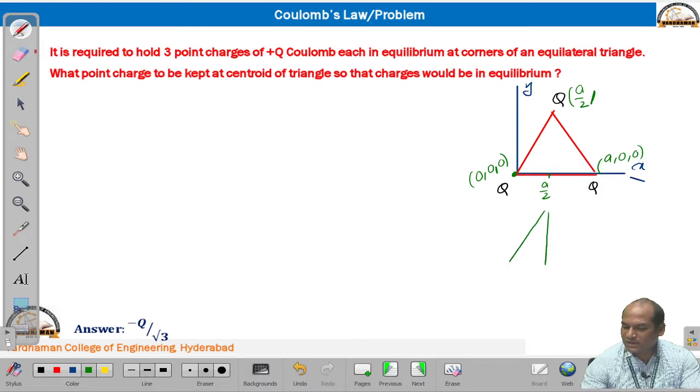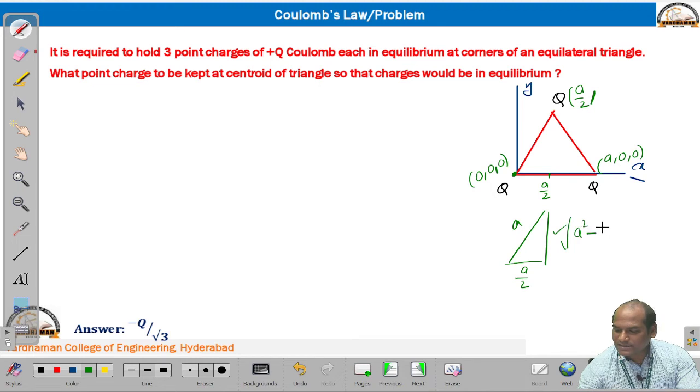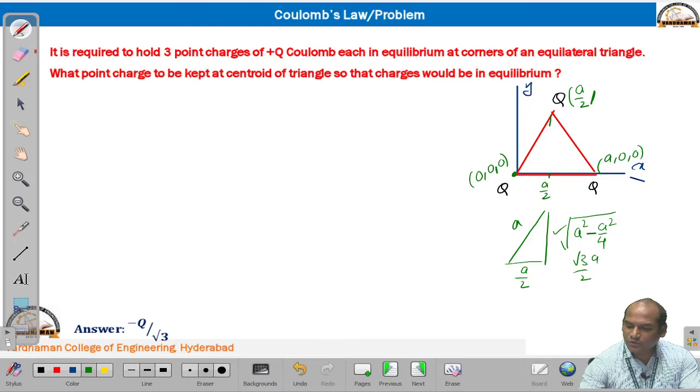Here we can assume a right angle triangle, this part I am taking. This length is a, because that is the equilateral triangle, every side is a only, and here we have a by 2. Using the Pythagoras rule, what is the side length of this one? That means how to get that one? Square root of a square minus a square by 4. So, you will be left with root 3 a by 2. Okay, this length is root 3 a by 2.